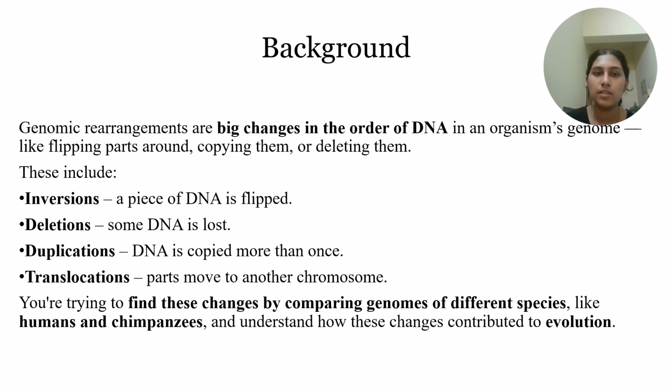Genomic rearrangements are big changes in the order of DNA. They include inversions, deletions, duplications, and translocations. Inversion means a piece of the DNA is flipped, and deletion means some part of the DNA is lost. Duplication means a copy is there, and translocation means some part is moved to another part of the chromosome. So we are trying to find all these differences.